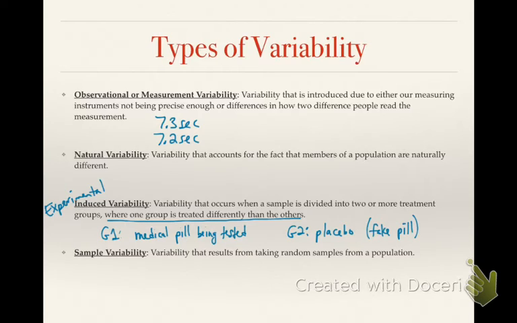And the last type of variability is the sampling variability. And that just occurs whenever you take random samples from a population. People are going to give different responses. People are going to have different opinions. That's sampling variability.